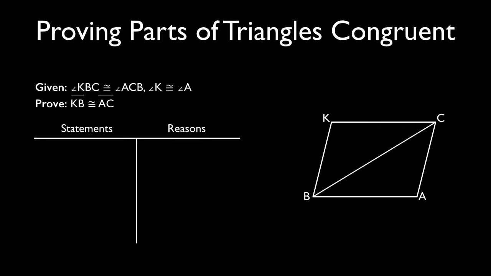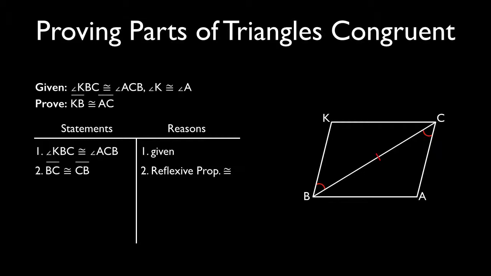Let's prove that parts of these two triangles are congruent beyond what is given. So notice that we are given that angle KBC and angle ACB are congruent. We also know that segment BC is congruent to itself, segment CB, with the reflexive property of congruence. And we're also given that angle K is congruent to angle A. Well, geez, if we look at our markings now, you will notice that we have two pair of angles and a non-included side that are congruent to each other.